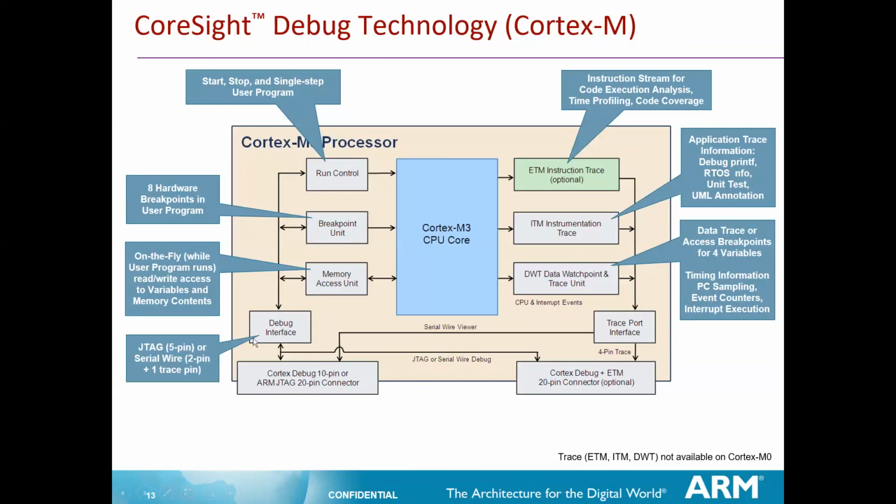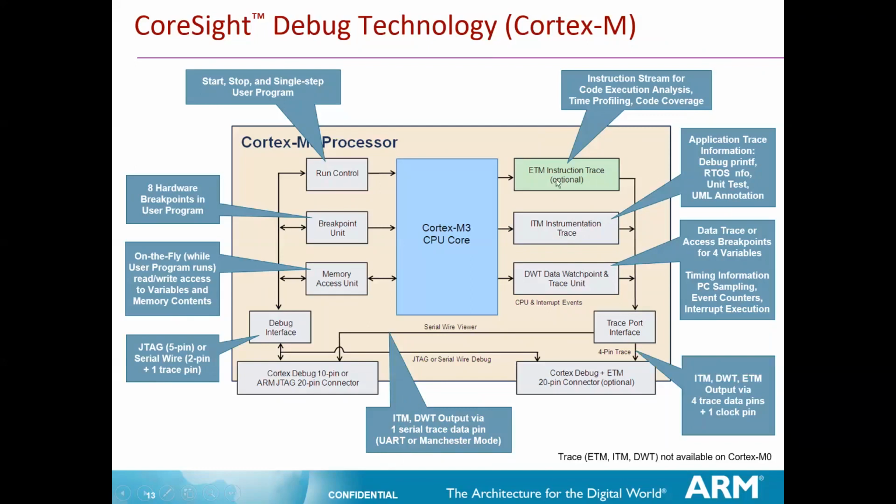Then JTAG, your debug interface. This can be 5-pin or traditional JTAG, or a serial wire 2-pin. And if you want to see the on-chip trace, like if you want to use printf-related information through ITM, any trace packets coming from ITM, then you have to connect one more trace pin. And this trace pin is already part of the JTAG. So with serial wire, here you can see, this particular one trace pin is the serial wire viewer. So you can see all the ITM and DWT related trace information.